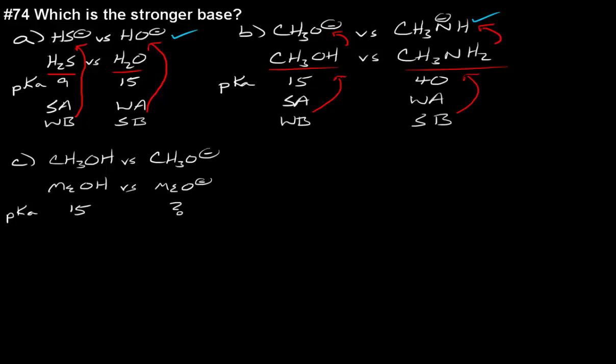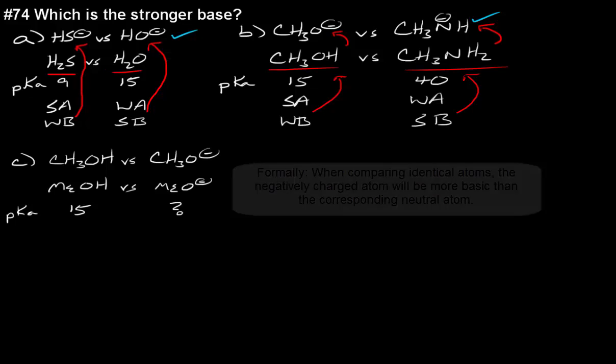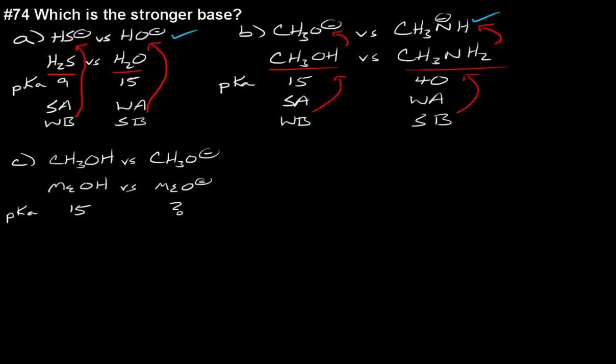Okay, so at this point, it may or may not be intuitive that there is a correlation between whether something is negative, positive, or neutral. In general, whenever you see a neutral compound versus a negatively charged compound, you can draw a rough generalization that the negatively charged compound is going to be more basic. But if you want to be rigorous and prove it to yourself, we can do the exact same procedure as we were doing for question A and question B. So let's think about the conjugate acid of both of these.